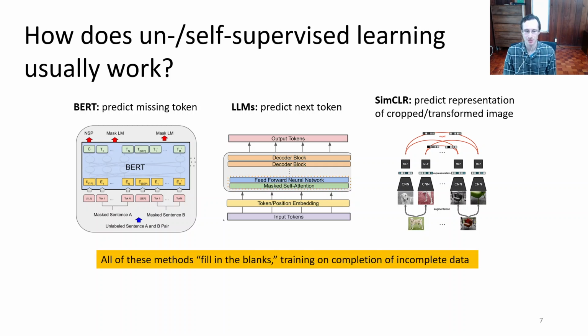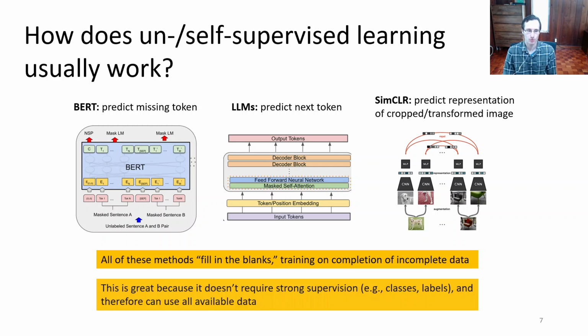So all these methods, in a sense, fill in the blanks. They train on incomplete data. So we can apply the same idea to navigation. We can say, well, let's take all of our navigation data, remove some piece of it, and then try to train the model to fill it back in. Now, this is, of course, great because it doesn't require strong supervision. It doesn't require classes, labels, etc., and therefore can use all of the available data.